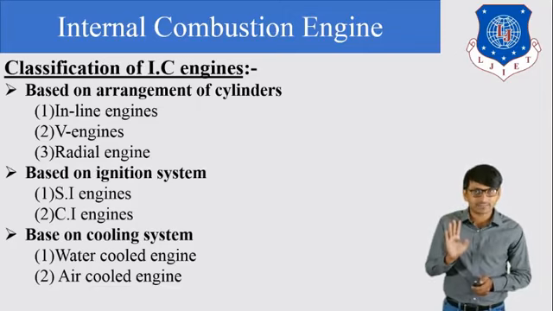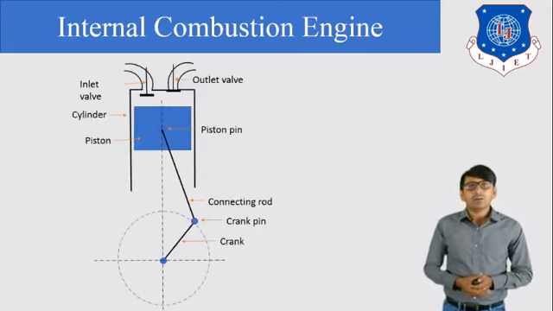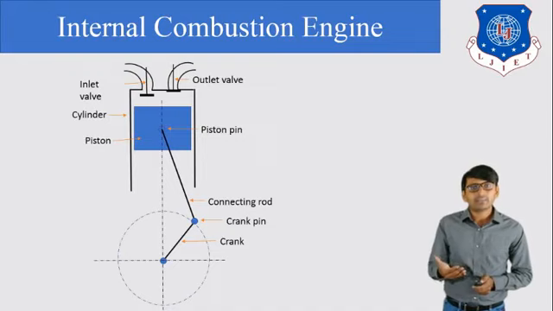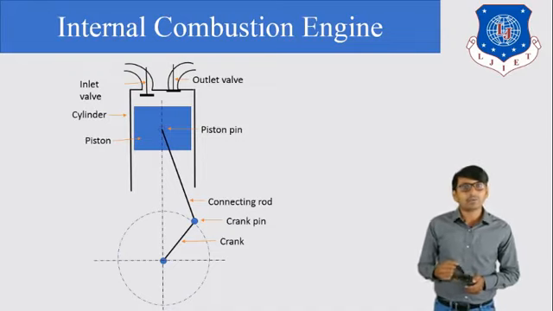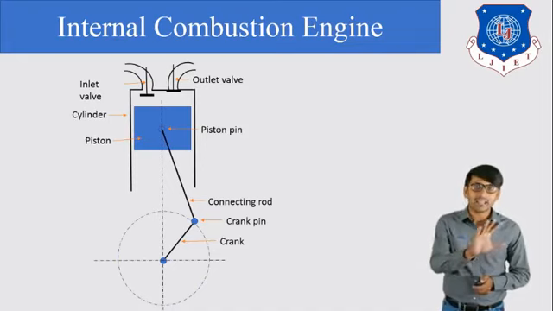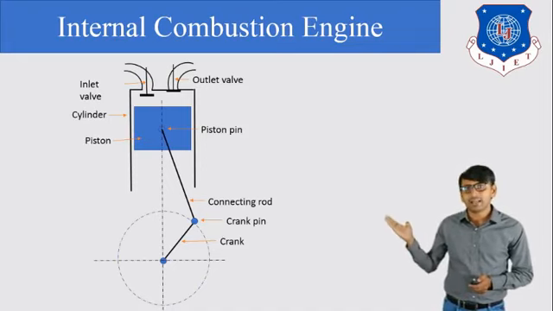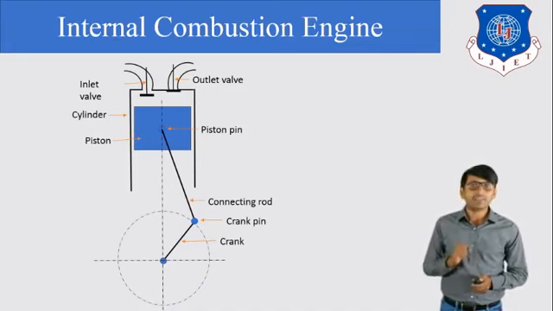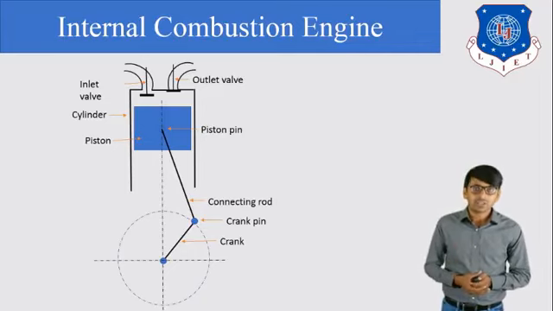Okay. Now we have to start with some engine details. It means we have to discuss some parts of a basic engine. Now this is a simple diagram of an engine in which there are piston, cylinder, connecting rod, crank, crank pin, inlet valve, outlet valve, and piston pin. So these are the simple main parts of an engine.